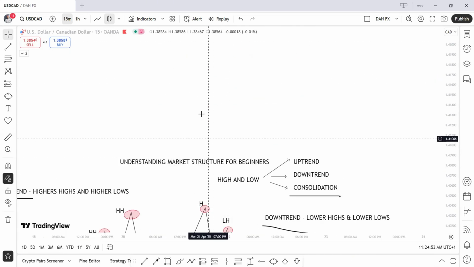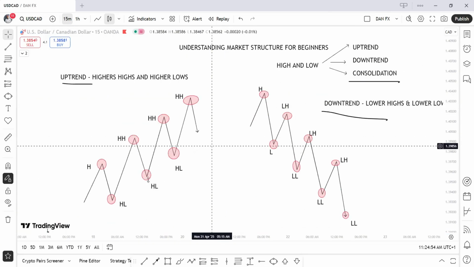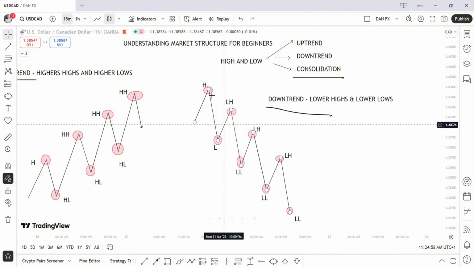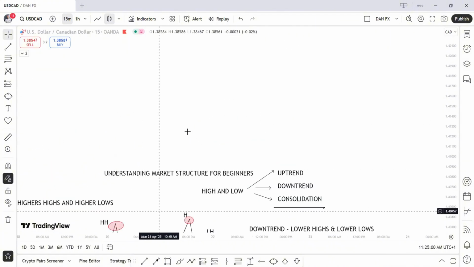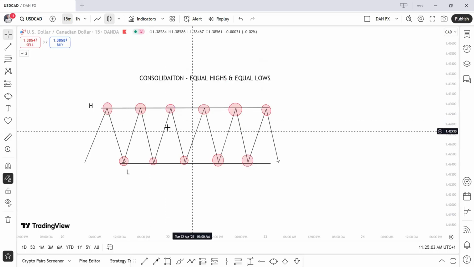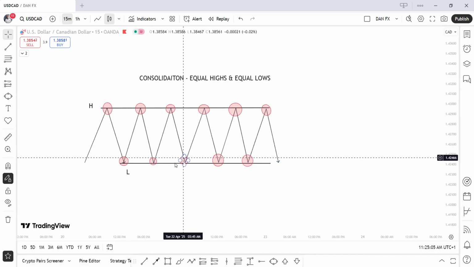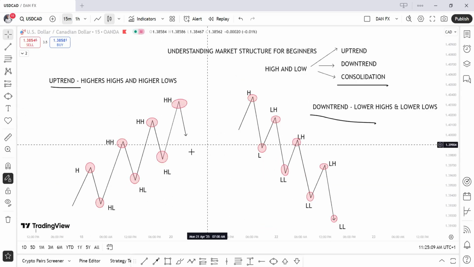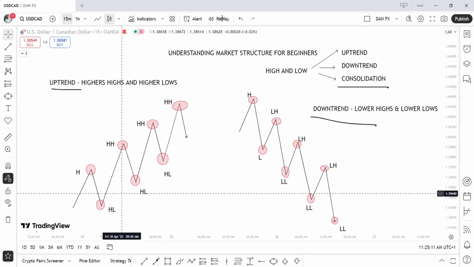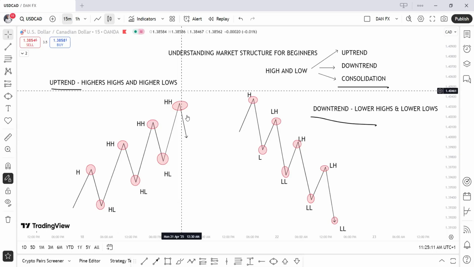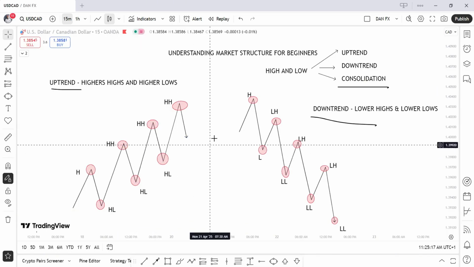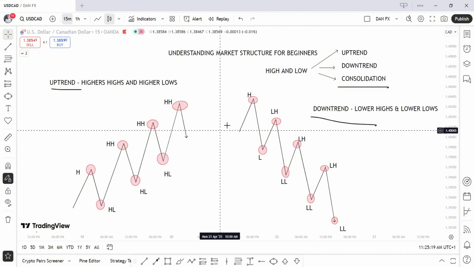So we know that an uptrend consists of higher highs and higher lows, the downtrend consists of lower highs and lower lows, and sideways consolidation consists of equal highs and equal lows. Right. So this is the market structure. This is how the market moves. The market doesn't just go in one direction straight up like that. It gives you characters and behaviors, certain patterns that you can identify with your eyes.